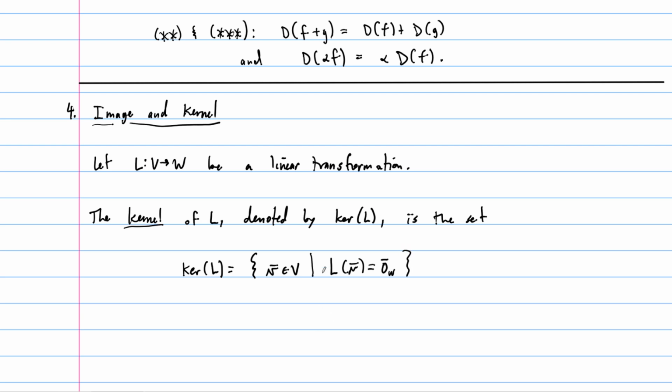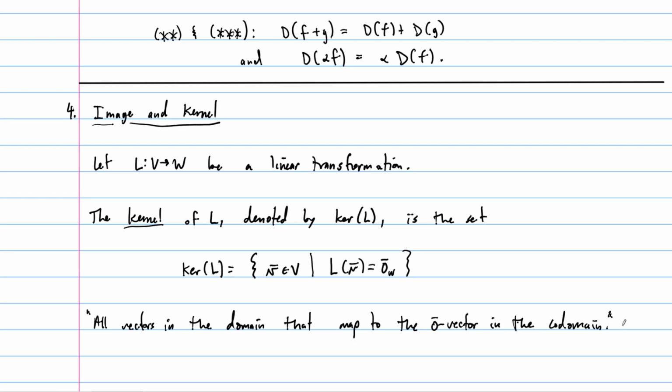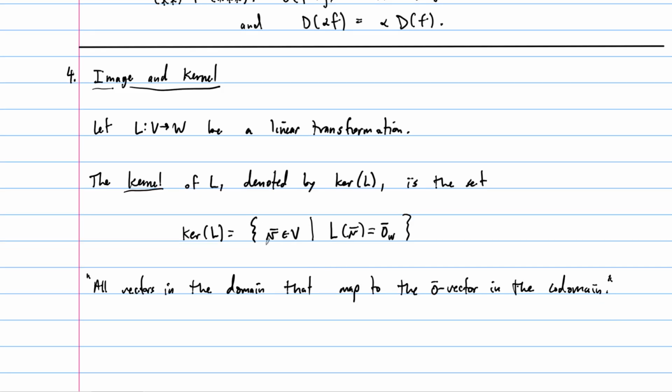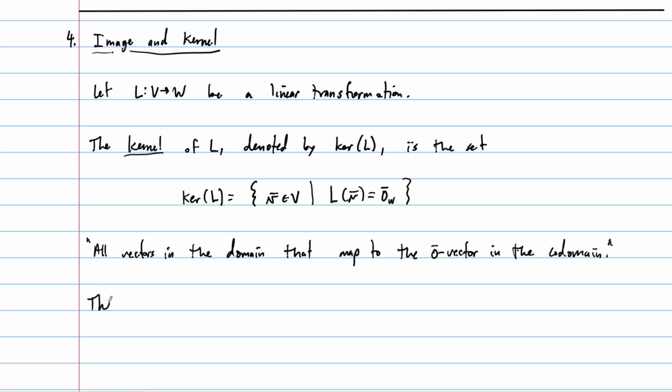So what is this? This is the set of all the vectors in the domain that map to the 0 vector in the codomain. All right? So all vectors in the domain that map to the 0 vector in the codomain. All right, that's called the kernel of our linear transformation L. All right, the image of L, you can probably guess what this is. This one, the name is more suggestive, right?